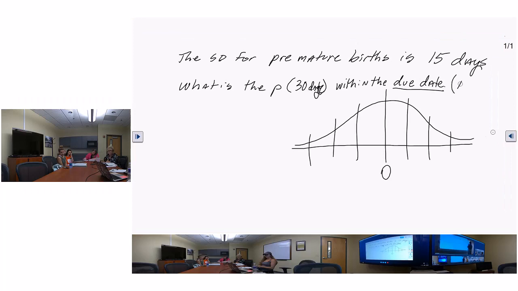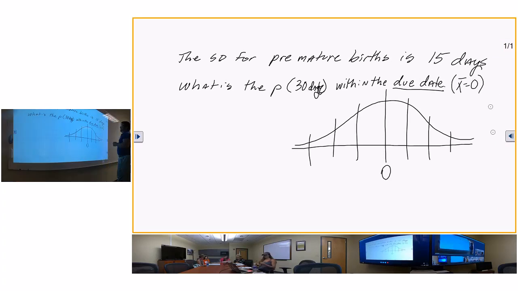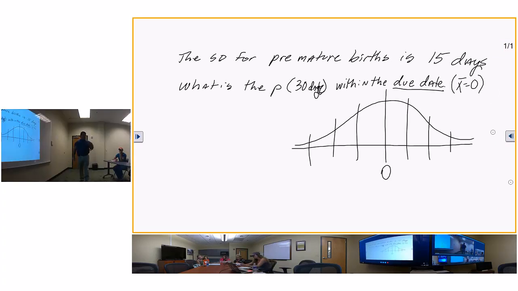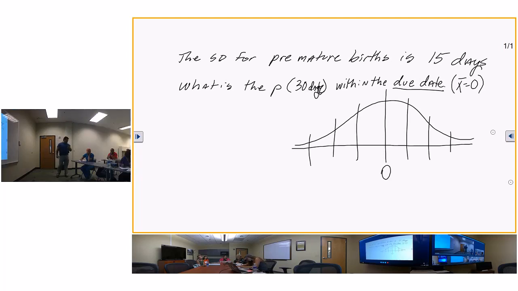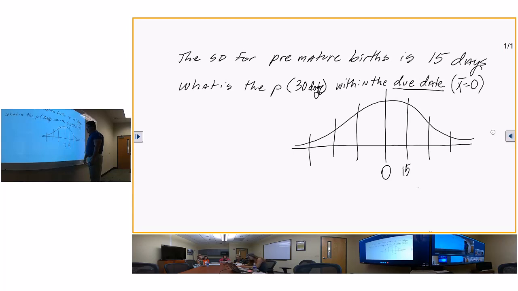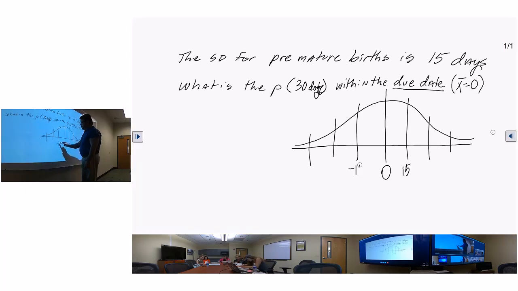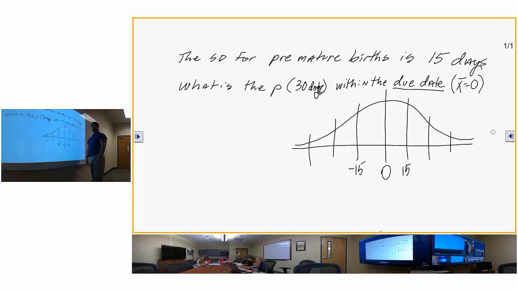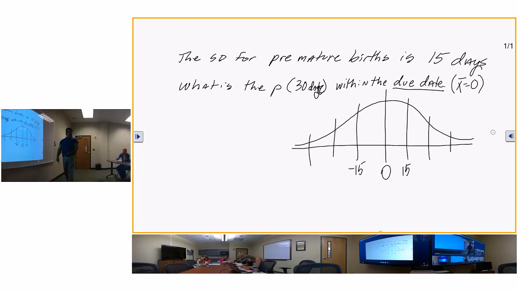And I'm just going to put x bar is equal to 0, because that means that you had the baby on the day that you were supposed to have it. Now, I have to explain that, but some of y'all understand it, especially if you had a baby. All right. So, this is 15 days within. This is 15 days what? Early, right? A minus would be 15 days early. Over would be 15 days over, meaning overdue.